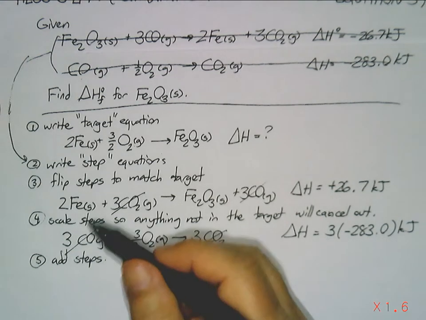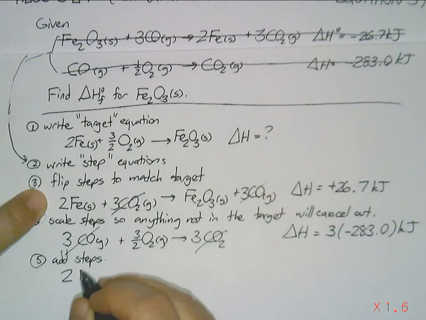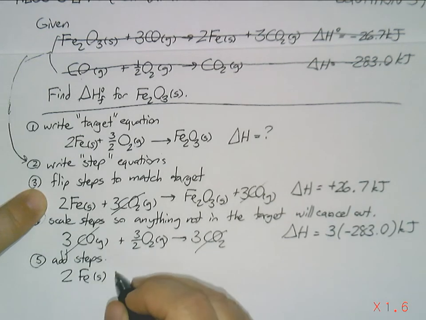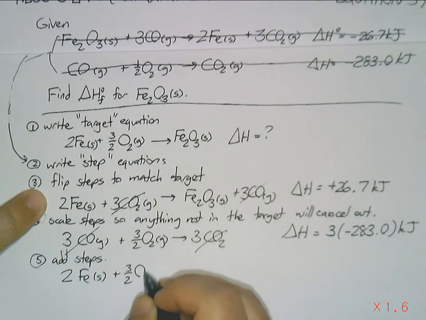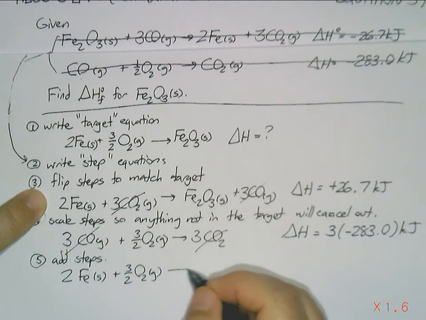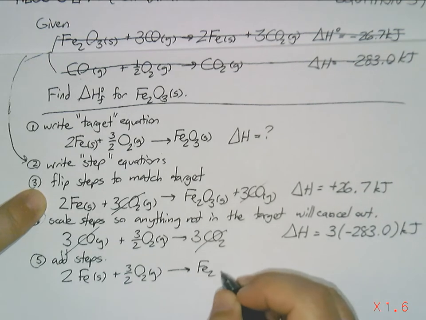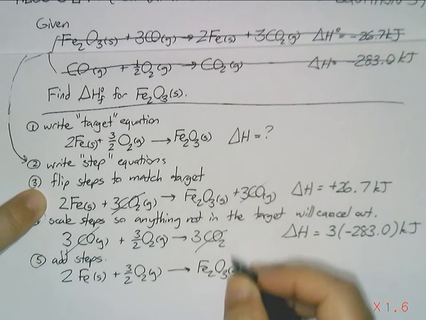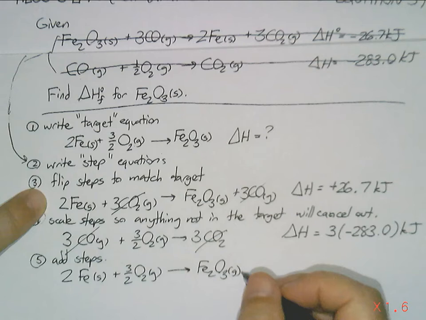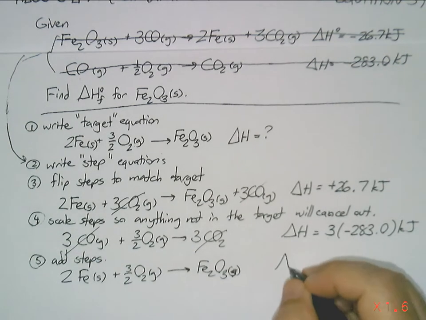Alright, I'm going to write down everything that's on the left-hand side of the steps that didn't cancel. There's 2 FeS plus 3 halves O2. That's the left-hand side of the steps. Now the right-hand side, there's an Fe2O3 that didn't cancel. And that canceled and that canceled, so that's all I've got. That's an S there. Now what's delta H going to be?